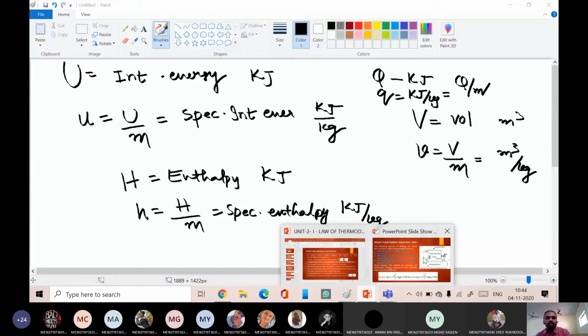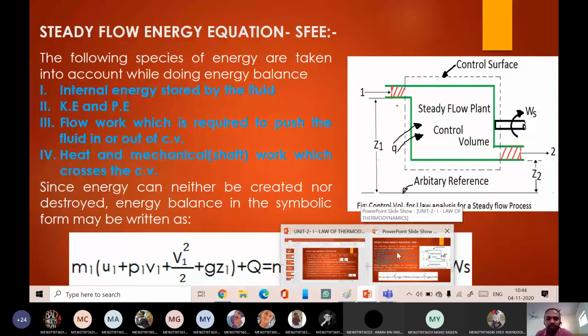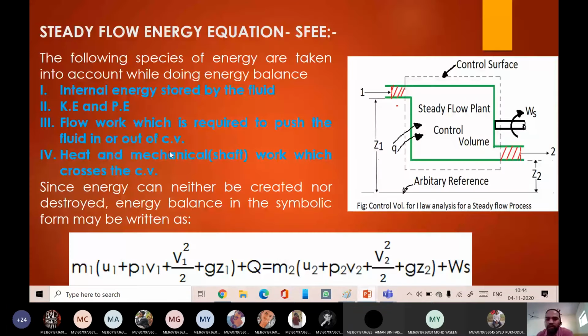So these are the energies we are considering. According to conservation of mass, the mass entering should be equal to the mass leaving, right? So the energies at the inlet are internal energy plus the product of pressure and volume, plus kinetic energy plus potential energy plus heat supplied. So these are the energies at the inlet we are assuming.